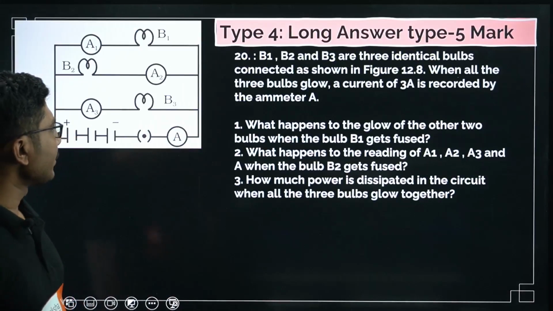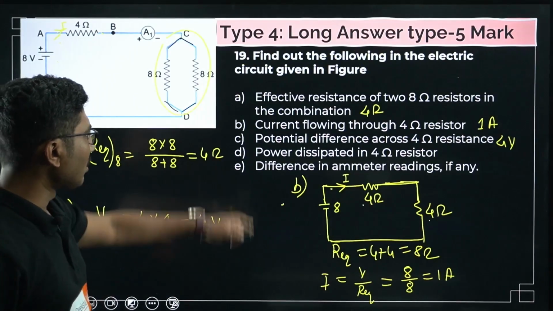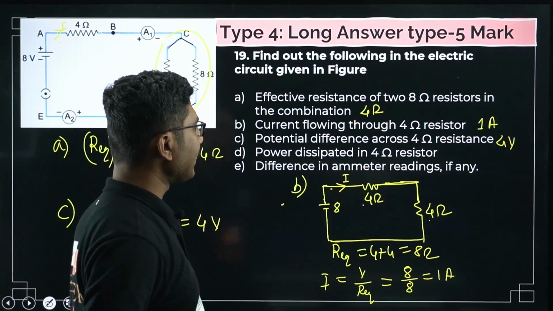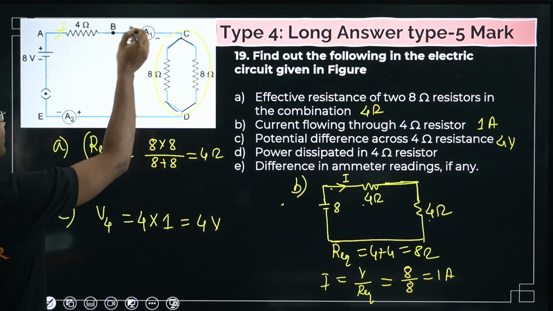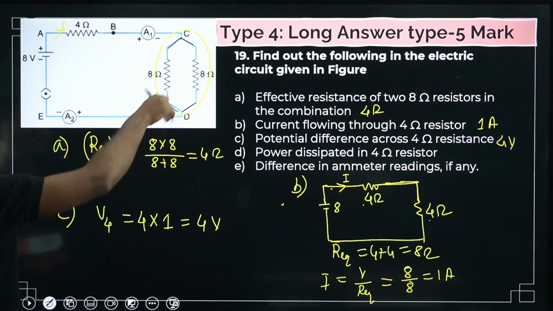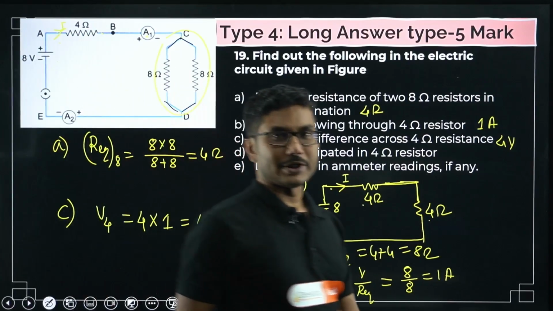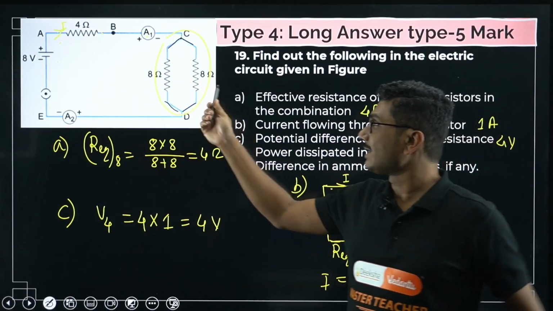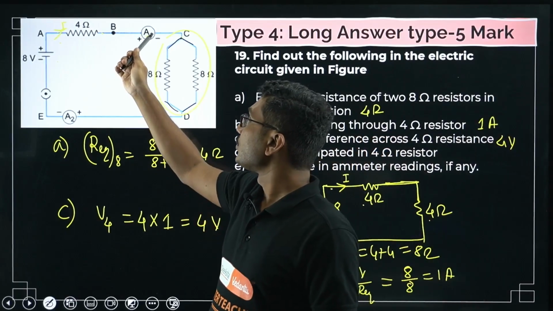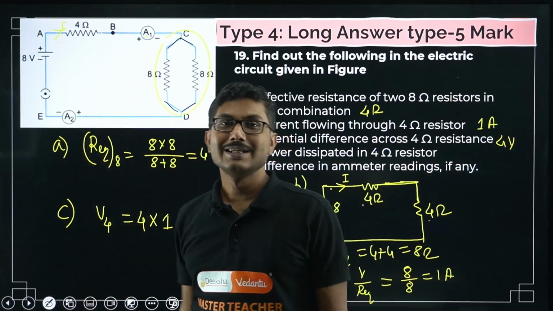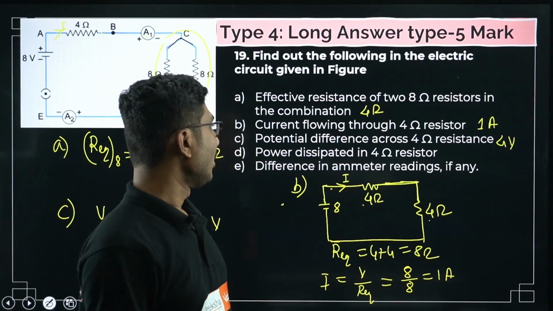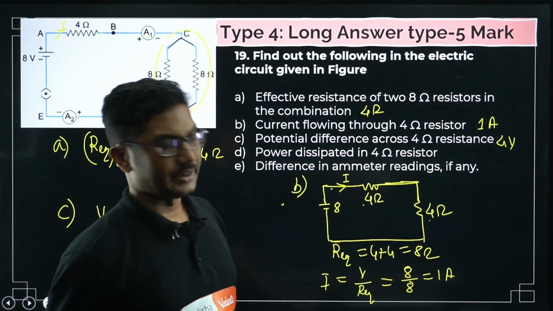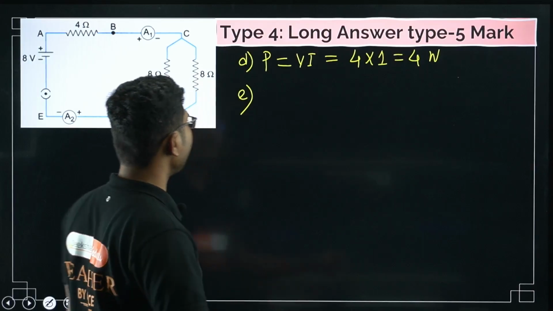Now this is an OR question: difference in ammeter readings, if any. What is the difference between this ammeter and this ammeter? They are all connected in the series part of the circuit. They are not connected in the parallel part of the circuit. Since they are connected in the series part of the circuit, both of them will show the same reading. There is no difference in their readings.